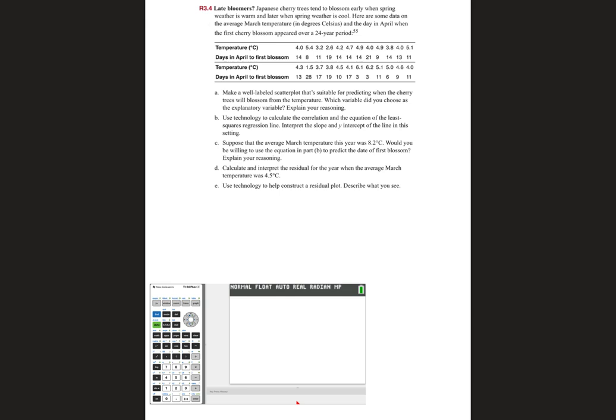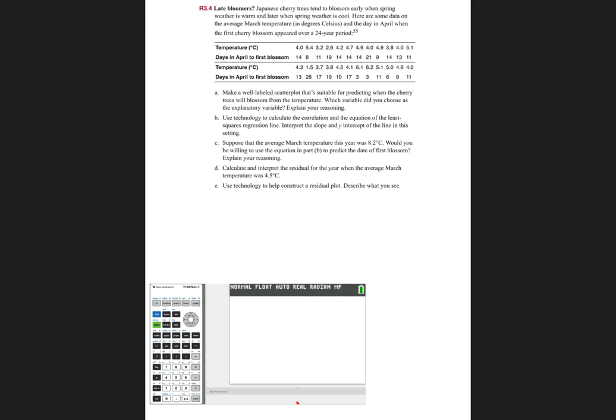Okay, so we look at each of these points. For a certain year, let's say this first point here, this means that April 14th was the first day in April that the cherry blossoms bloomed, and the temperature was 4 degrees Celsius that day. A lot of times just understanding what a single point means is helpful to understanding what this data represents in general.